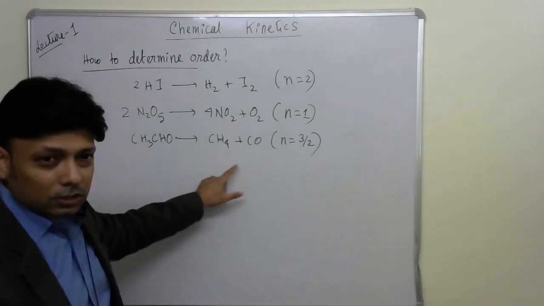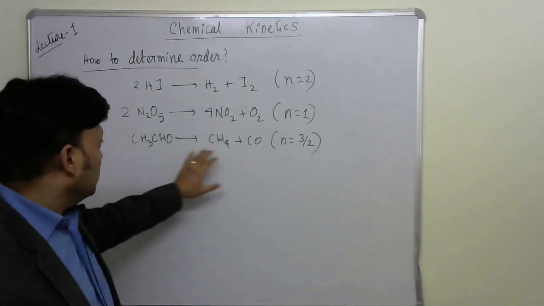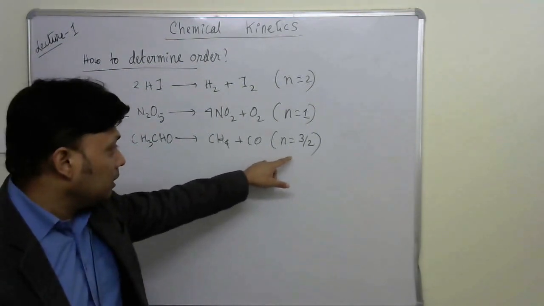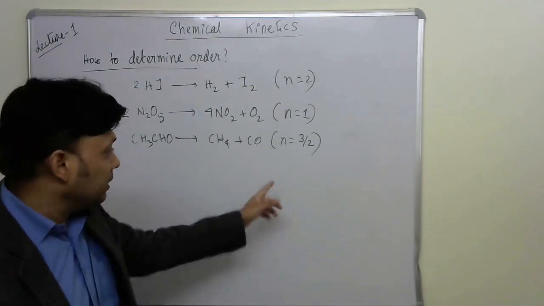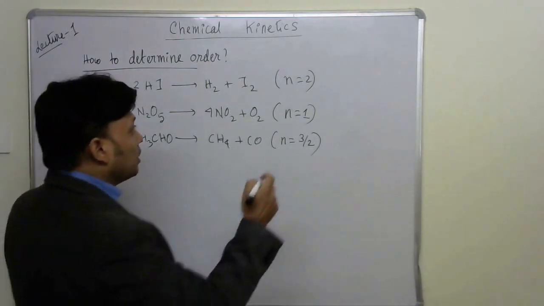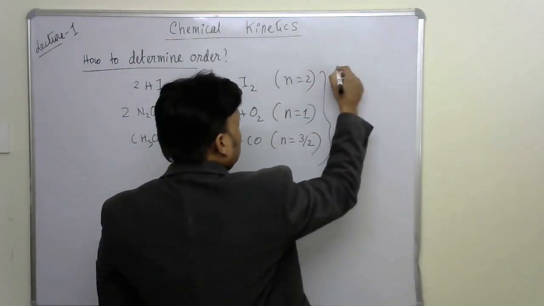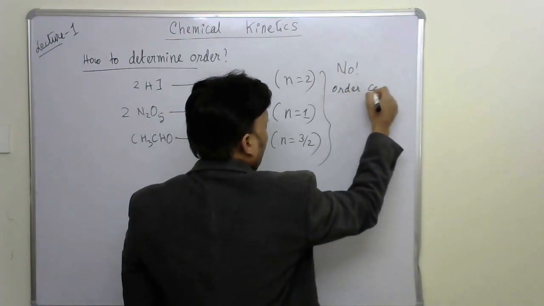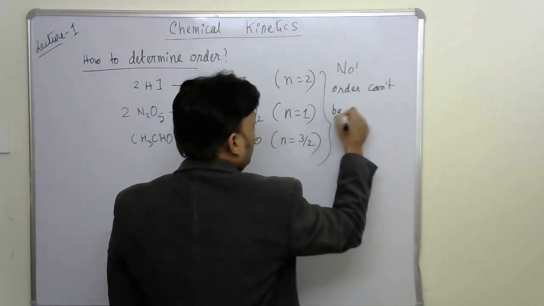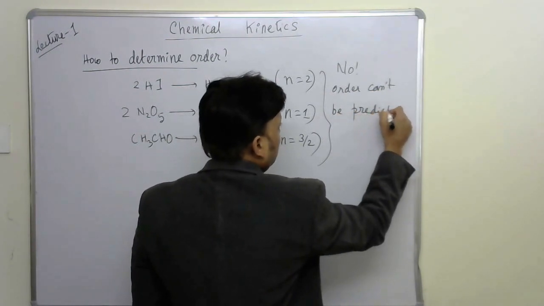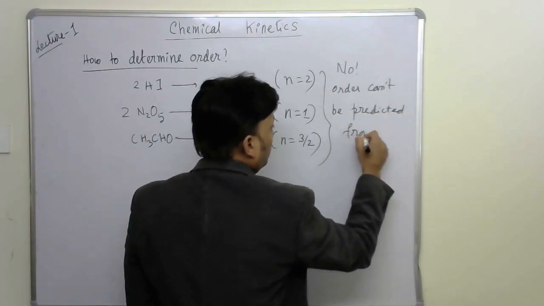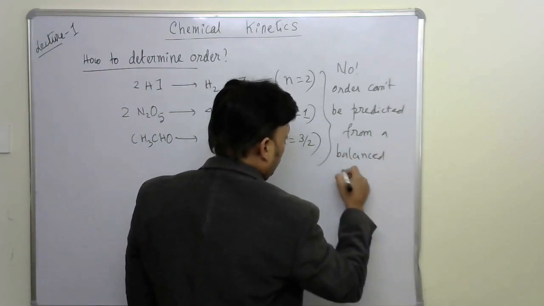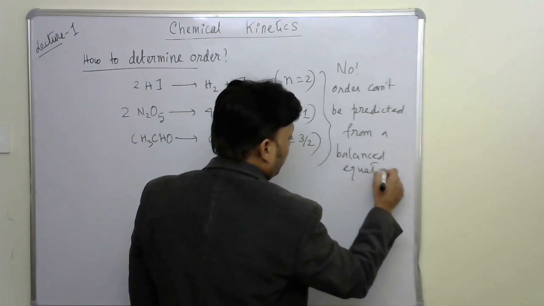And also the last reaction, you see it also doesn't match with the given stoichiometry, and even here the order is fractional, that is n is equal to 3/2. So the answer is no, the order can't be predicted from a balanced equation. That means from the stoichiometry, that is number 1.